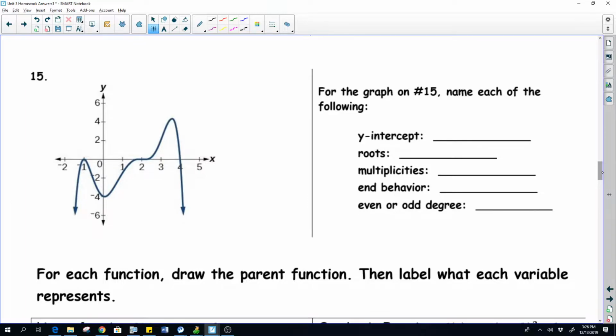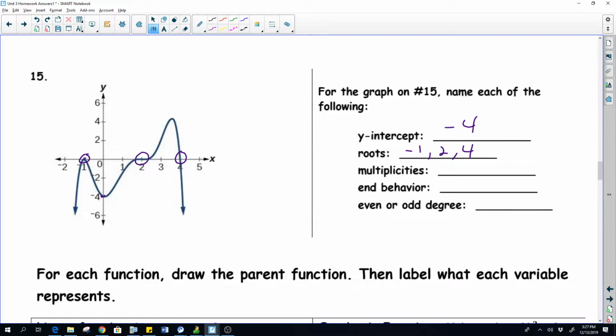For graph number 15 on the left, name each of the following. So the y-intercept is down here at negative 4. The roots is where it crosses or touches on the x-axis, so negative 1, 2, and 4. So roots are at negative 1, 2, and 4. Ace it on the test.